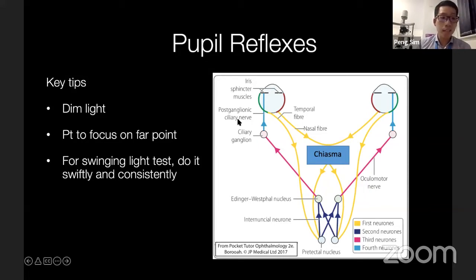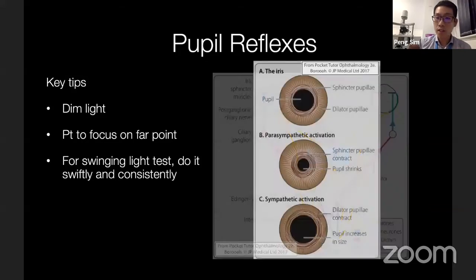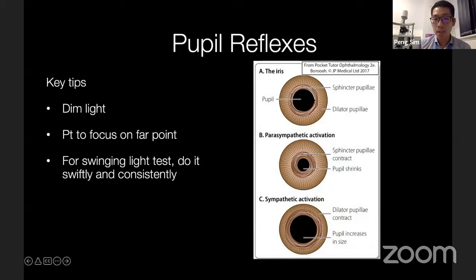And this is mediated by the parasympathetic pathway through the sphincter pupillae, which you can see in the middle here. So remember, that's the parasympathetic pathway. The clinical relevance is that this is seen when there is parasympathetic disturbance. So in a third nerve palsy, remember the pupil cannot constrict and therefore becomes dilated.